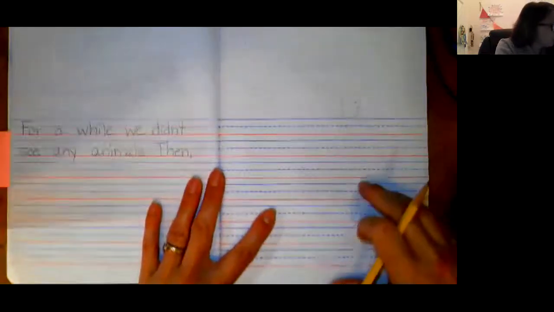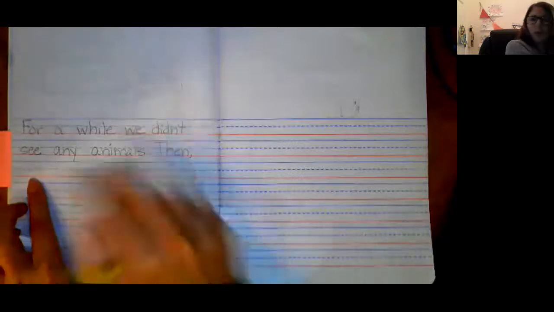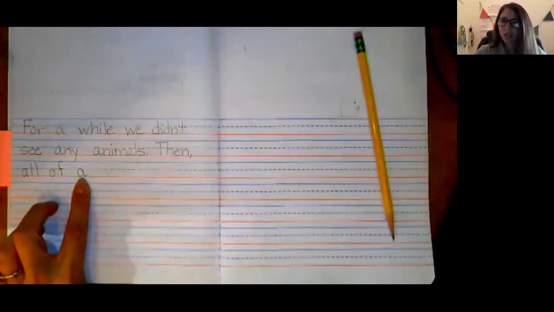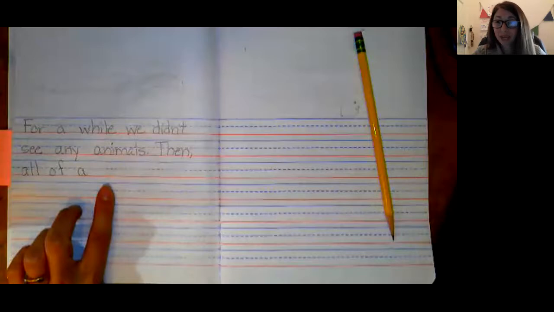Here's my picture of the dolphins. For a while, we didn't see any animals. Then, I know what I want to write. I want to say all of a sudden. Sudden's a hard word. Okay, let's practice that strategy we just talked about. Let's say our hard word. My hard word is sudden. Sudden. I'm even going to practice clapping it out like we do in class.